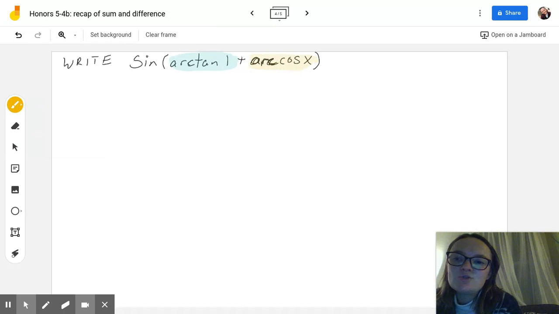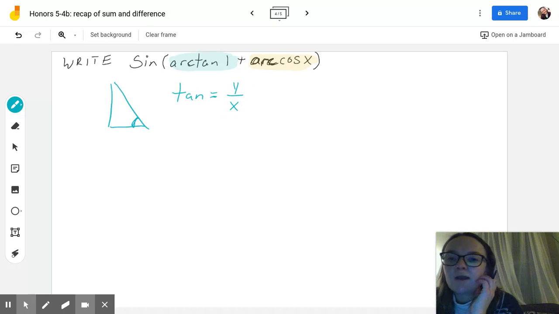I'm going to make 2 triangles here. First, I'm going to have a blue triangle that's going to represent arctangent of 1. All right, so arctangent of 1, let's say we start here. It doesn't really matter where we start. I know that tangent is equal to y over x. So I could say that tangent in this case is equal to 1 over 1 technically. So y and x are both going to be 1.